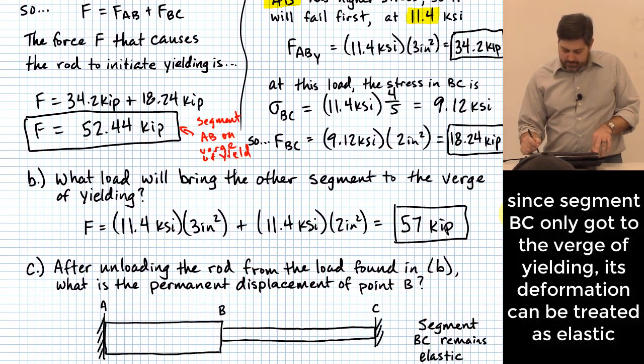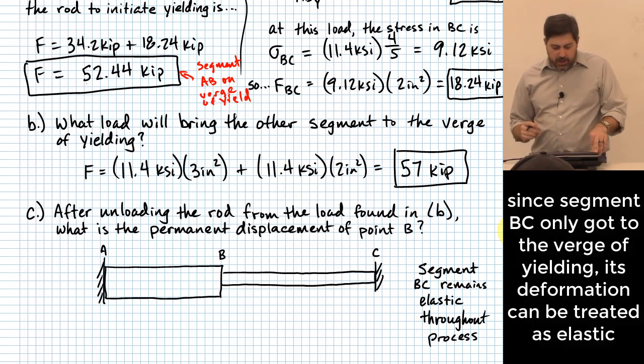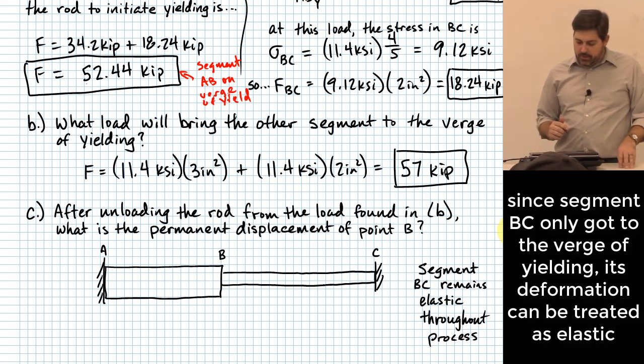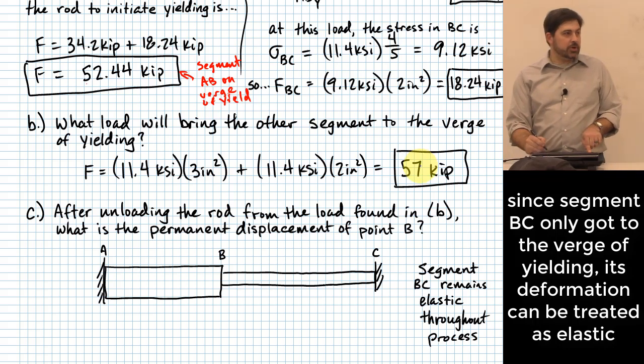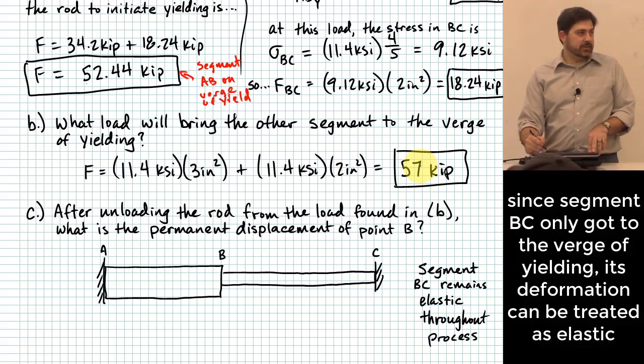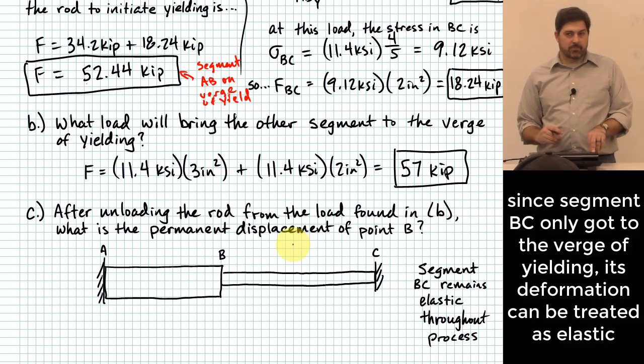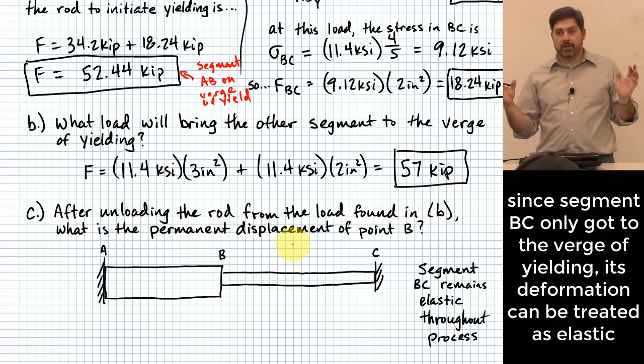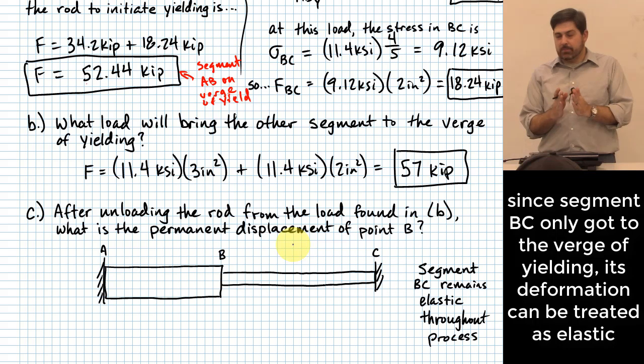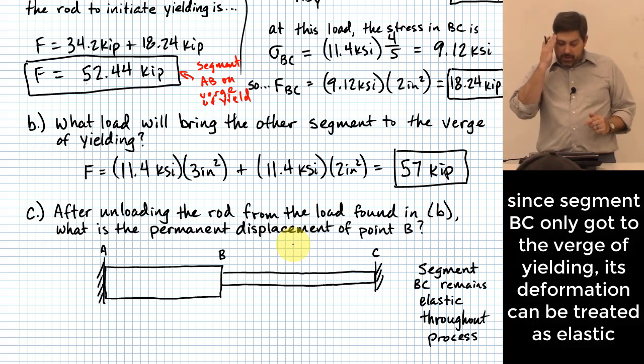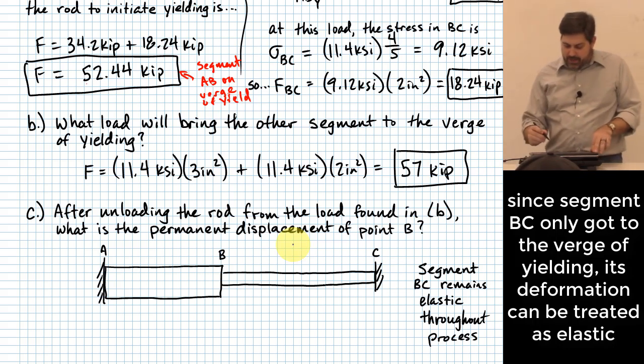Let's do part C. Part C says, after unloading the rod from the load that you found in part B, in other words, let's say you put your 57 kips on there, and then you take the 57 kips back off, okay? It asks here, what is the permanent displacement of point B, right? Meaning there's no more loads applied, but point B is no longer in the same place as it was originally. So let me actually kind of sketch a picture of what we're trying to get to.